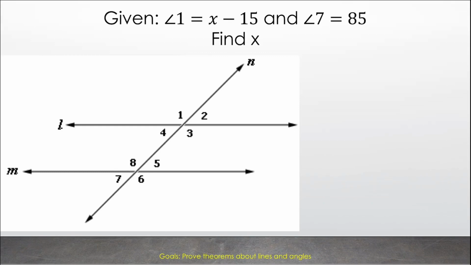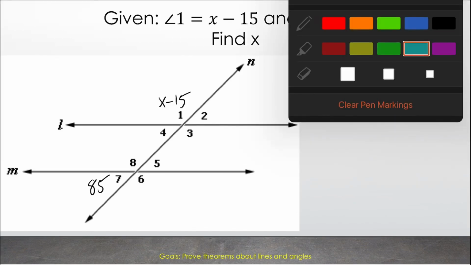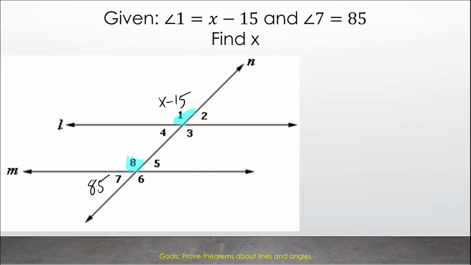Alright, another one. Given angle 1 is x minus 15, and angle 7 is 85. Oh, not 84, 85. Alright, so let's see. Are these supplementary, or are these corresponding angles? Now let's see. Angle 1 and angle 8 would be corresponding, right, in the same position. Well, I do know something, right? Since those are corresponding, can't I say that angle 8 is the same as angle 1? So I know that's x minus 15.